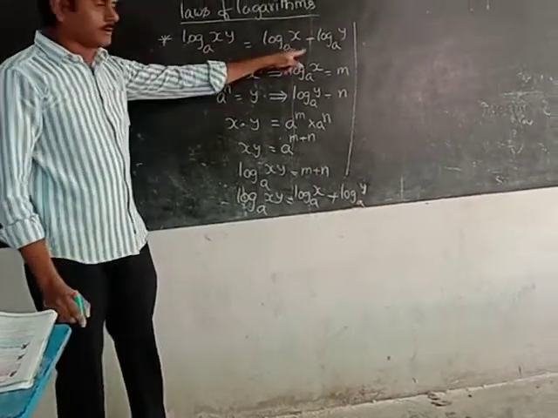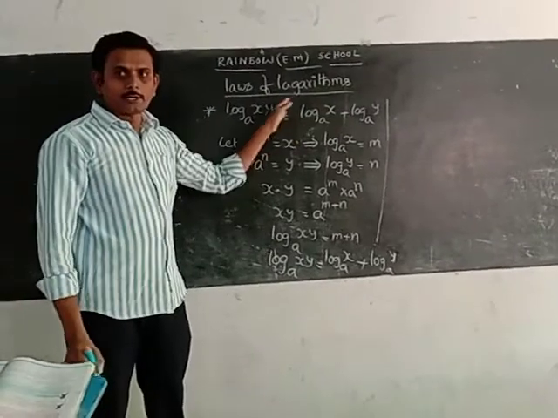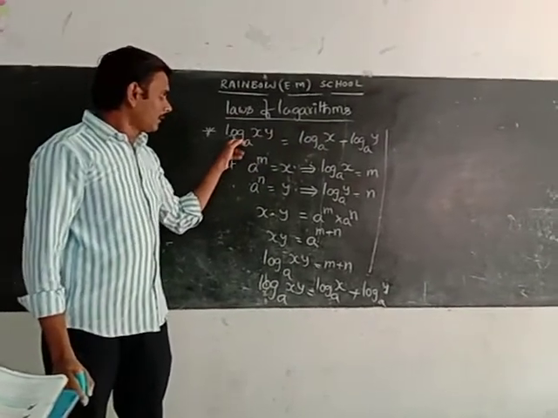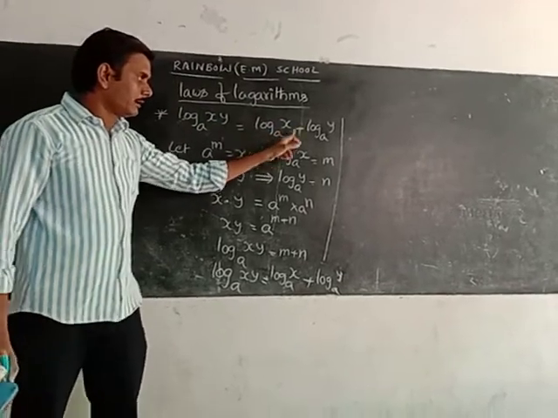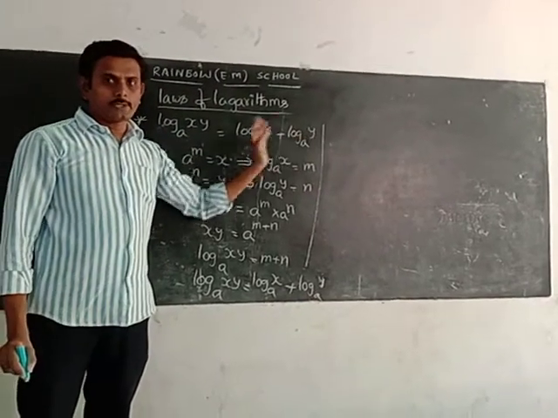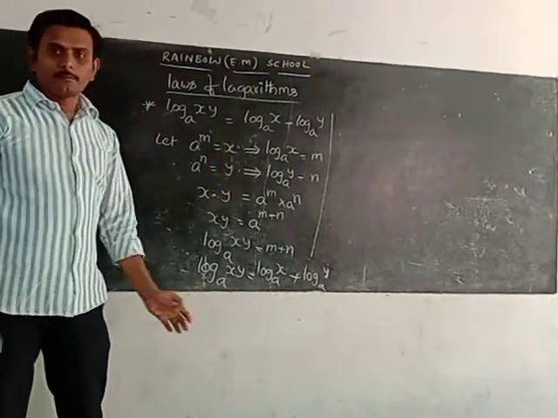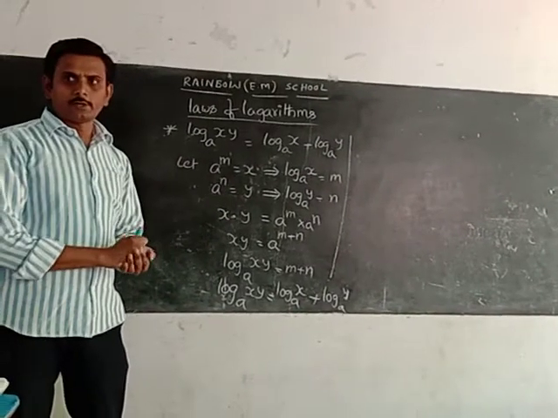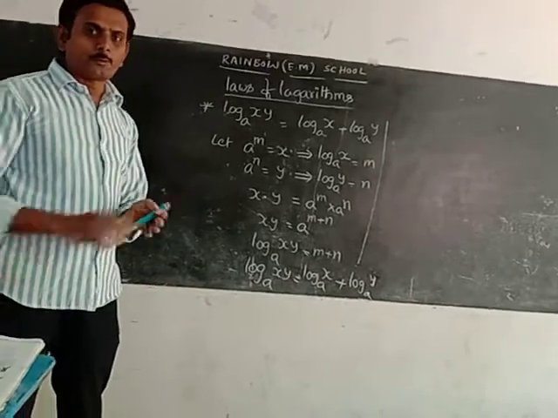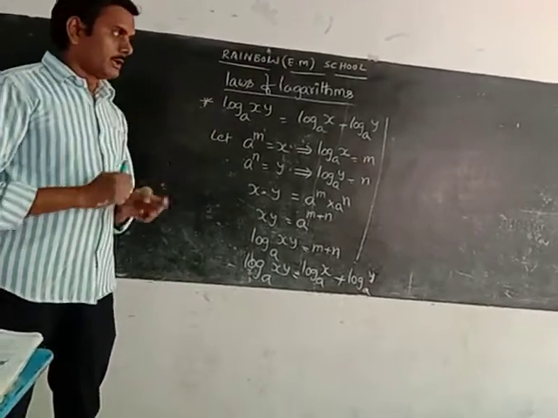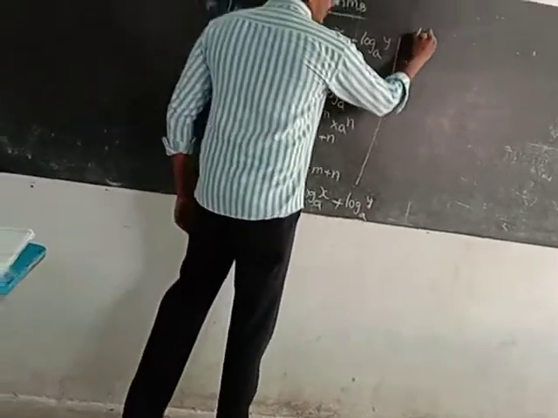That is our explanation here. Laws of logarithm: log of xy base a equals log x base a plus log y base a. This is the basic law for logarithm sums. Similarly, some more laws are there. Up to now we learned three laws. What are the three laws?